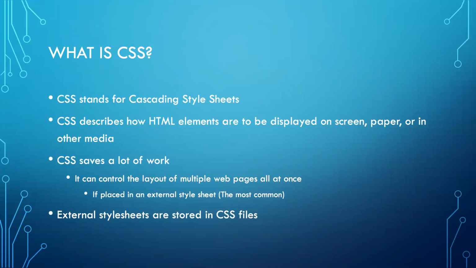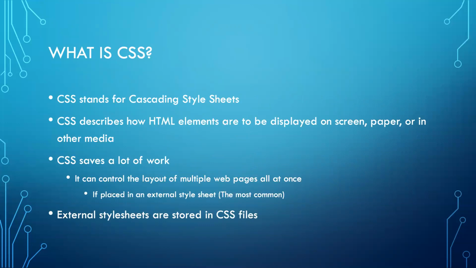What's CSS? CSS is cascading style sheets. You want to know that acronym? What does CSS do? CSS describes, keyword describes there again, how HTML elements are to be displayed on a screen, paper, and other media.